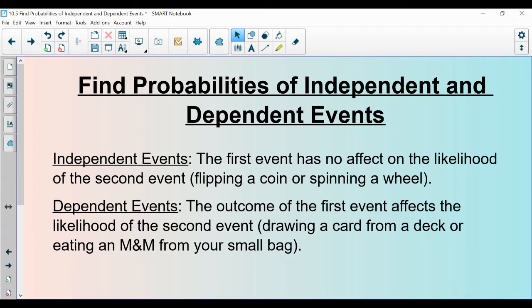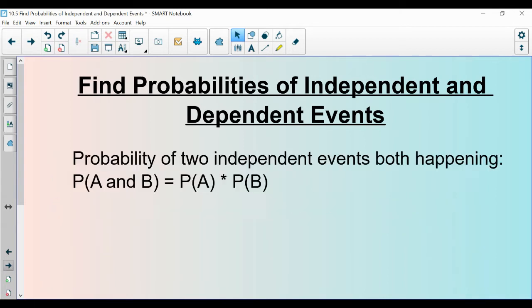Dependent events, on the other hand, would be events where whatever happened the first draw changes the likelihood of that same event happening again. So drawing a card from a deck would often be a dependent event as long as you still have that card in your hand, because you've removed one from the deck. So there are different ideas you have to think about if you're finding independent or dependent events. It's important that you're able to tell the difference between them.